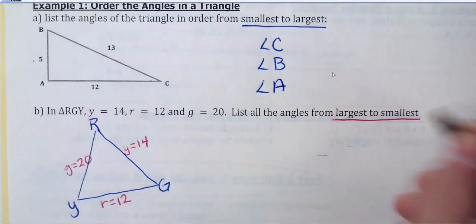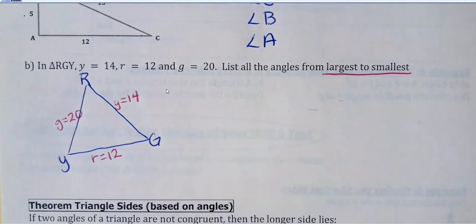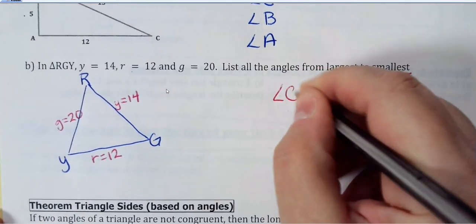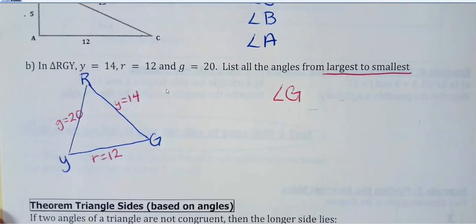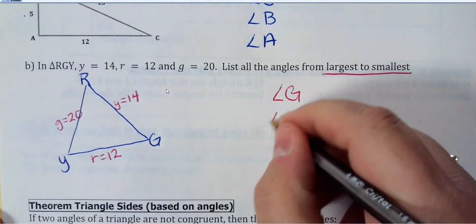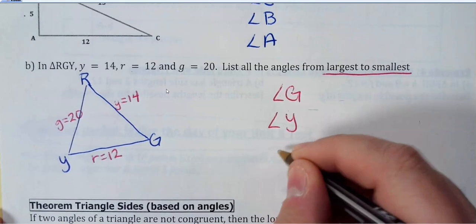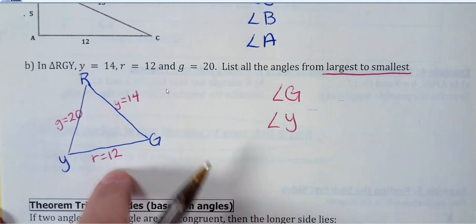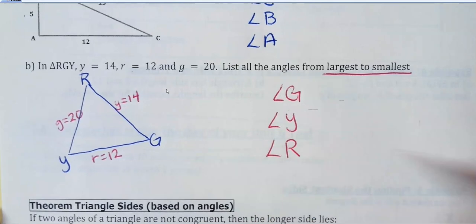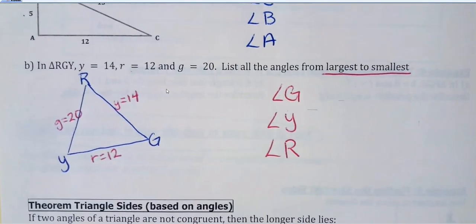This one says I want to list these angles from largest to smallest. Which angle in that diagram, again, my diagram is not to scale, so just look at the side lengths. What angle would be the largest? Bryn, what do you think? G. All right, so angle G there. What one would be in the middle? Y. Yep. And then the biggest side is 20, so that's got to be the biggest, the smallest side is R, so that's got to be the smallest angle, backwards. But that's all you have to do. Is anybody having a question?